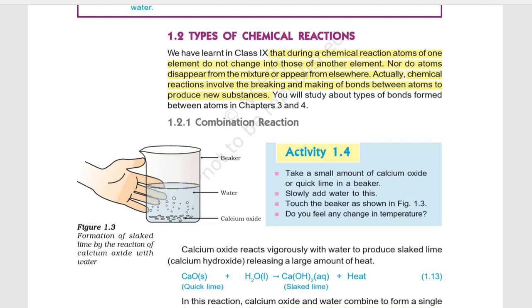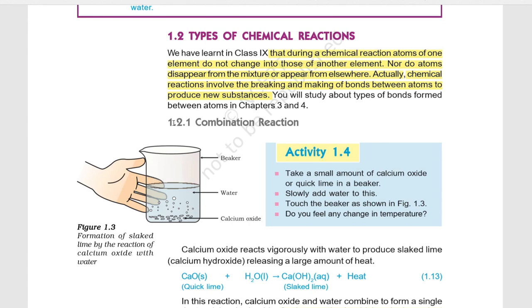Today we'll be seeing the third part of chemical reactions and equations. In this part, we'll see what are the different types of chemical reactions. We have seen in our 9th standard that during a chemical reaction, atoms of one element do not completely change into another element. In fact, they form a new compound reacting with other elements present in the reaction. We know this. In the process of making new bonds, that is making of new compounds, there are different types of chemical reactions involved.